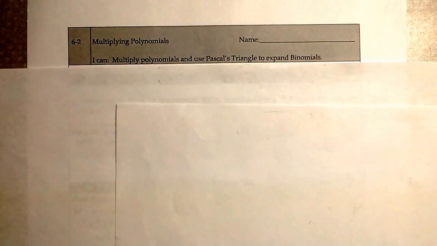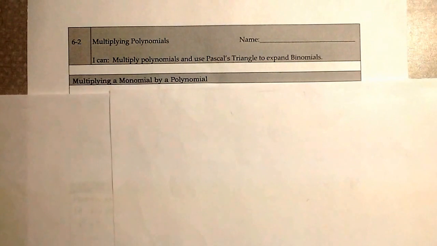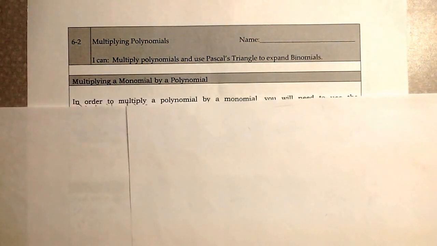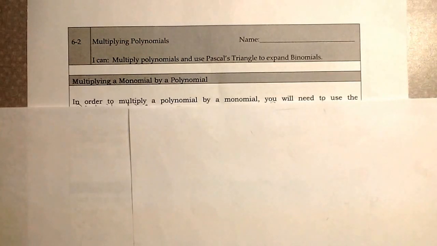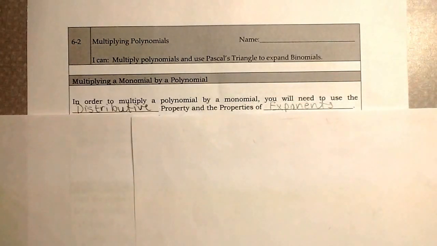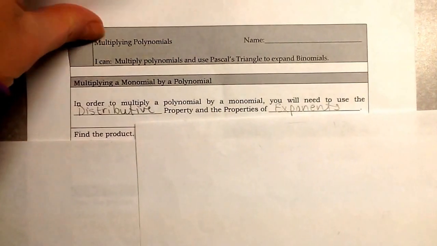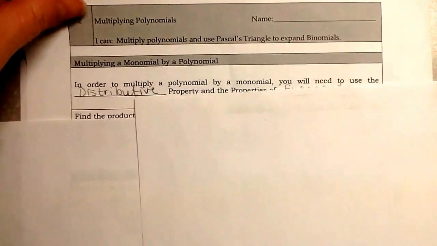In section 6.2, you're going to be multiplying polynomials and using Pascal's triangle to expand binomials. So let's start out by multiplying a monomial by a polynomial. And in order to multiply a polynomial by a monomial, you'll need to use the distributive property and the properties of exponents. So let's find the product of a monomial and a polynomial.